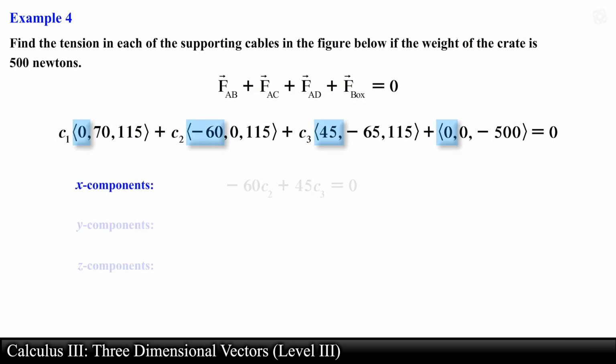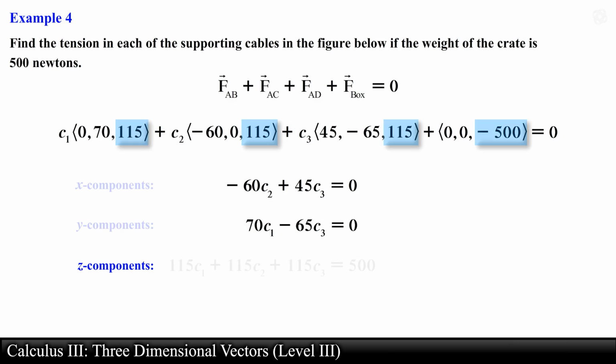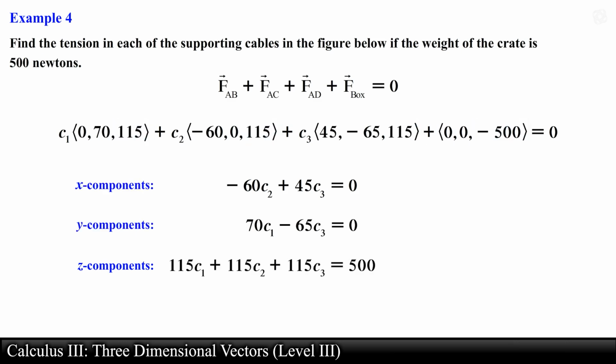For the x component, we obtain the following equation. For the y component, we obtain the following. And for the z component, we get the following expression. Now we are face to face with a system of equations. So we have 3 unknowns and 3 equations. We should be able to find the solution for each of the constants.